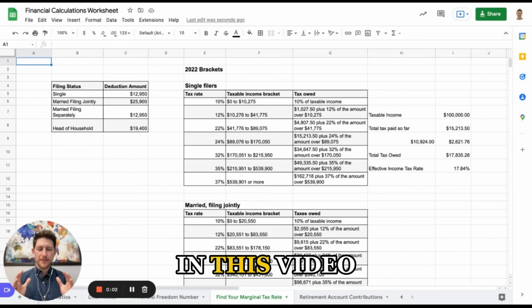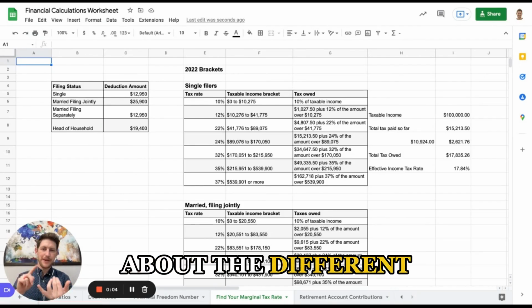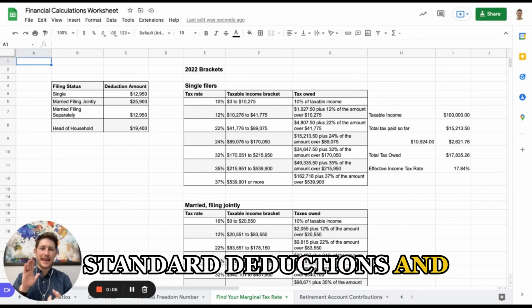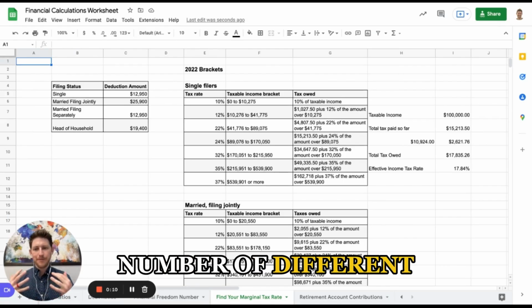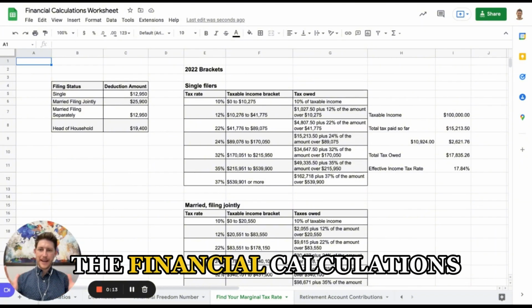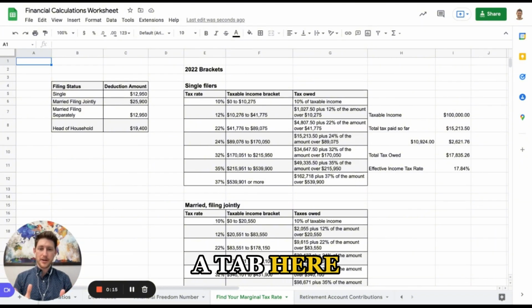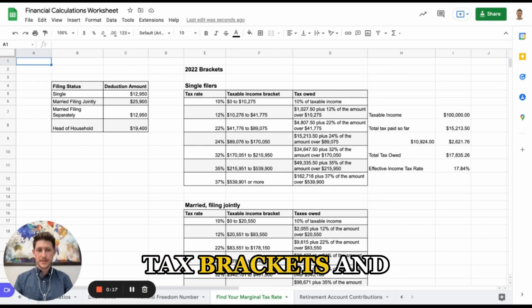All right, guys, in this video, we are going to just talk about the different filing statuses, standard deductions, and how the tax brackets work and walk through an example, okay? So there are a number of different filing statuses here. I'm just in the Financial Calculations Worksheet. So this is a tab here. It's the 2022 tax brackets and numbers.